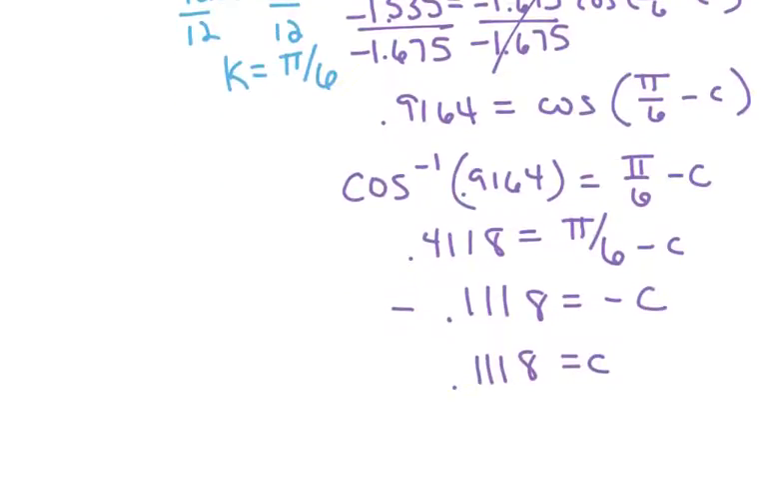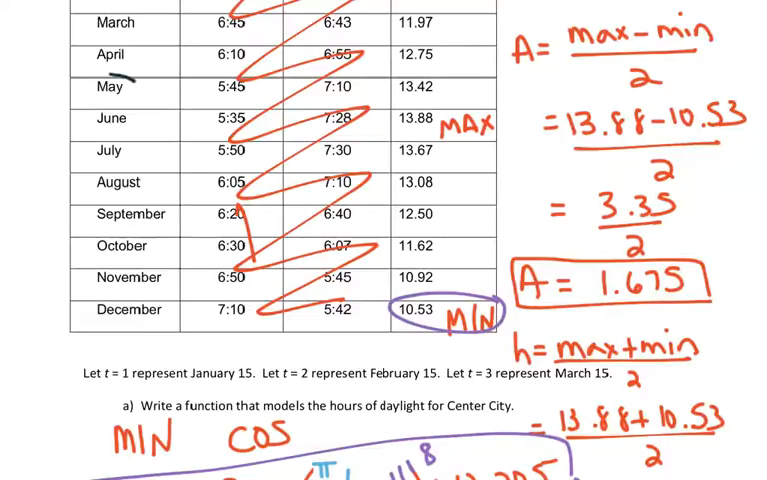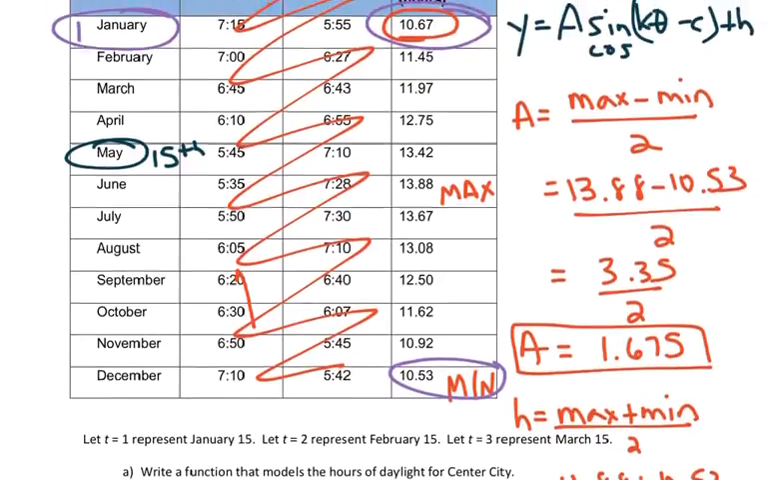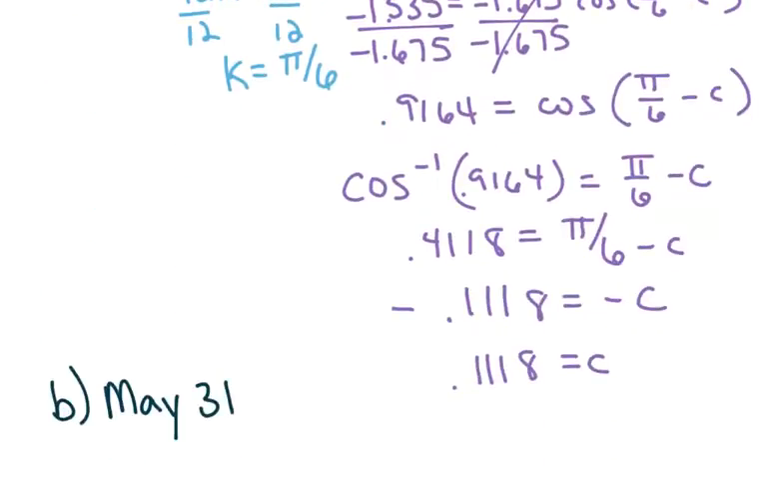So there is a part B to this problem, and part B asks you to find the average monthly temperature on May 31st. Now remember that this table represented the 15th of each month. So this is really May 15th. So we would normally call this 5 because that would be month 5, and we wanted to find the average temperature on May 31st. Isn't that a half a month later? So maybe we would plug in 5.5 for t.